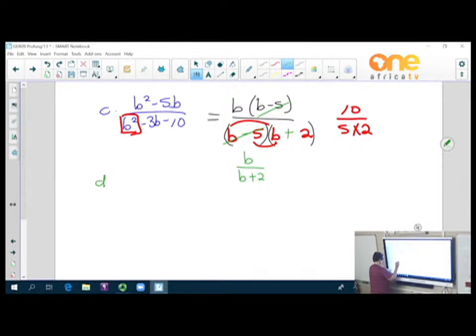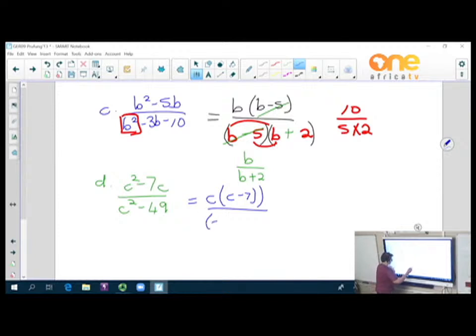Number D. c squared minus 7c over c squared minus 49. Factorize. The top one is the highest common factor, which will then be c times c minus 7. And this is the difference between squares again. So it will be c minus 7 times c plus 7. Now we can cancel. This will cancel out. So your answer is c over c plus 7.